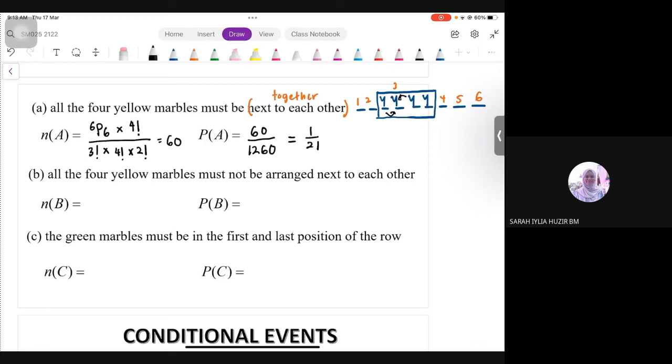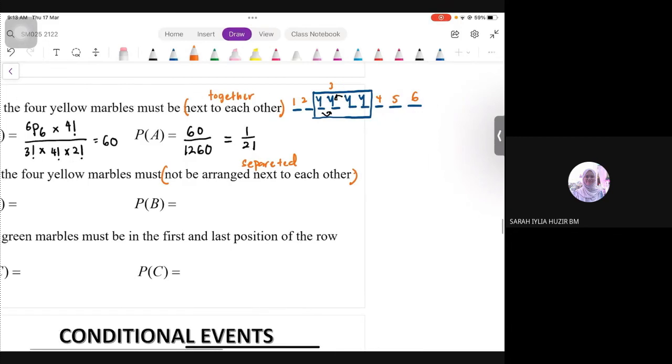Okay, itu settle yang pertama. Alright. So second case, all 4 yellow marbles must not be arranged next to each other. Not pula. Not next to each other means separated. Tadi nak together, sekarang nak separated pula kan. Banyak hal dia ni. Okay, so for separated cases, remember first kita susun dulu, we arrange the one with no condition. So altogether we have 9 marbles. Yang ada condition 4 yellow marbles ni. So the rest we would have another 5 marbles. So itu yang kita susun dulu.